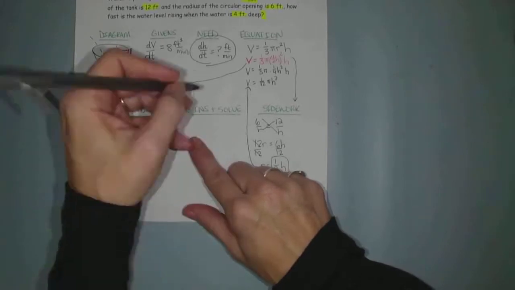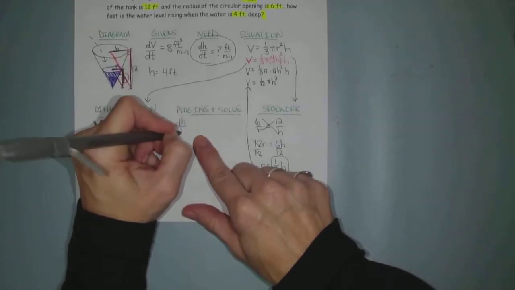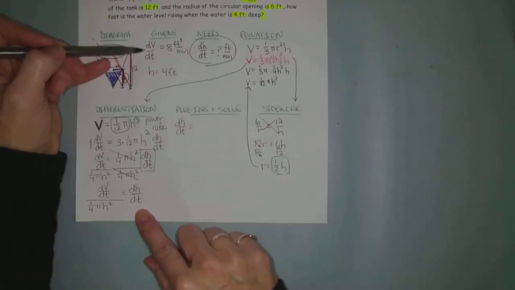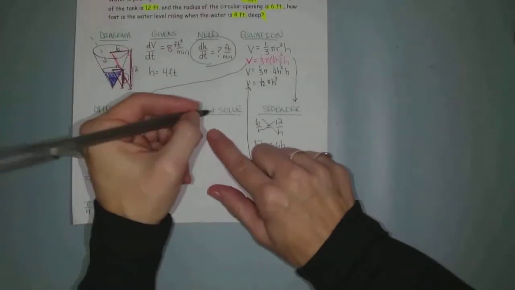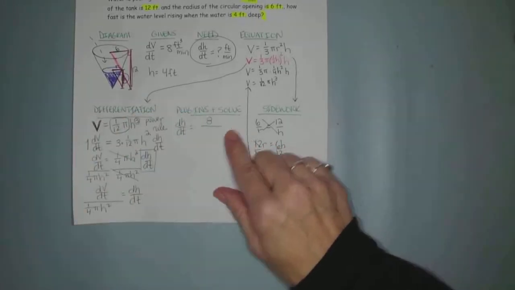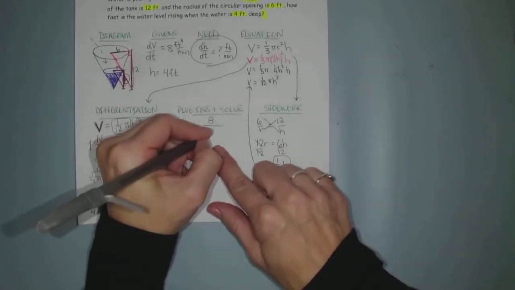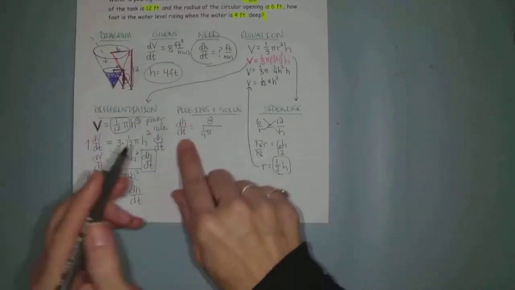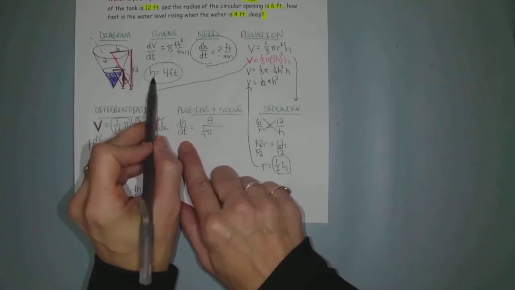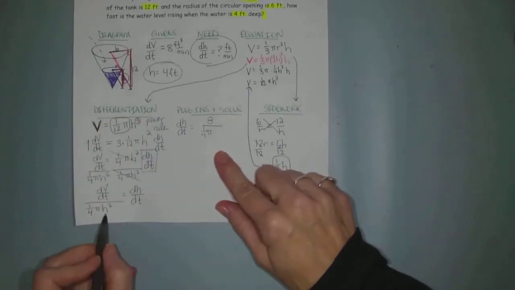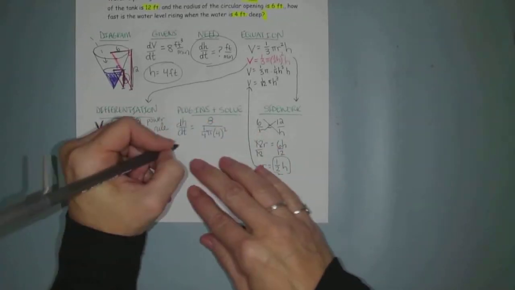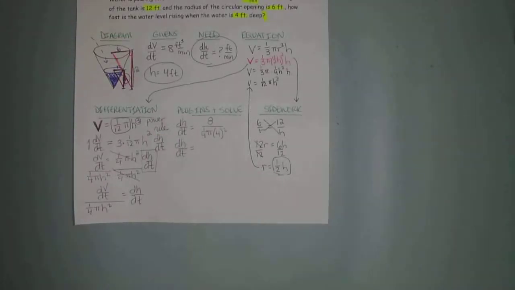Okay, now I'm ready for my plugins and my solving to finish this problem. So I'm going to bring this up here. I'm going to write dH dt first equals. Okay, dV dt, I have that up here. dV dt is equal to 8. So that goes on the top, all over 1/4 pi, and now my h. See, I wanted how quickly the height of the water was changing. At the moment, h is 4 feet. So that's what I'm going to plug in for this h, 4 squared. And so dH dt, now I'm going to grab my calculator over here.